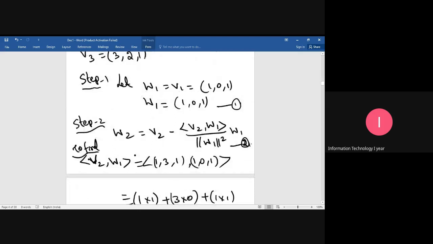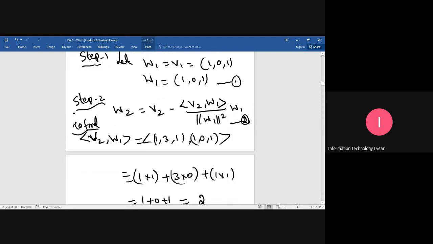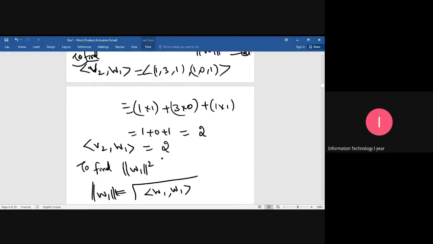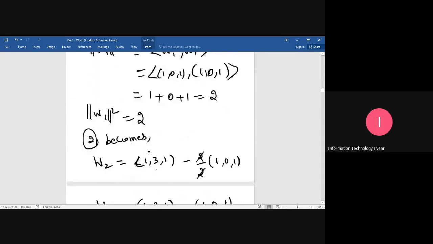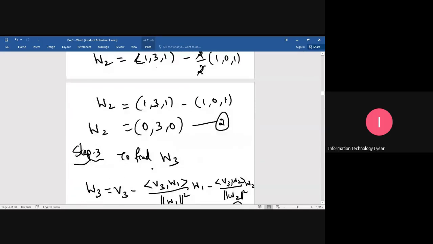The first step, calculate W1. In all the problems, W1 is the first vector V1. W1 equal to V1. Step 2, for W2, the formula says V2 minus inner product of V2 comma W1 by norm W1 square into W1. So find the inner product of V2 comma W1 and norm W1 square. Substitute it into step 2. We get the answer for W2. Very simple calculation only. Step 3.